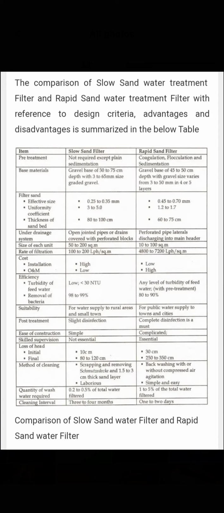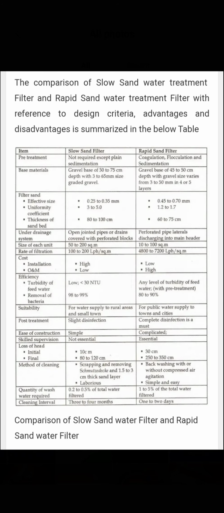Okay, so these are the types of filter. So you can understand what a slow sand filter, rapid sand filter, and pressure filter are. As the name indicates, in a slow sand filter the process of filtration is slow, so it is called slow sand. As the name indicates, in a rapid sand filter the rate of filtration of water is high, so it is called a rapid sand filter.